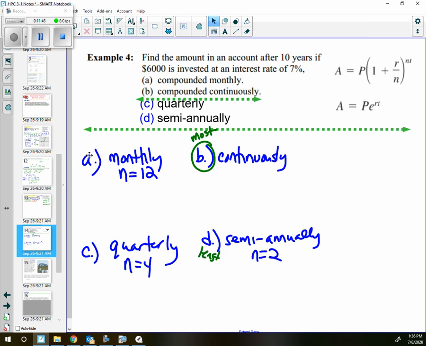All right, so let's go ahead and do those calculations. So you're trying to find the amount in the account. So in those formulas, what are you searching for?